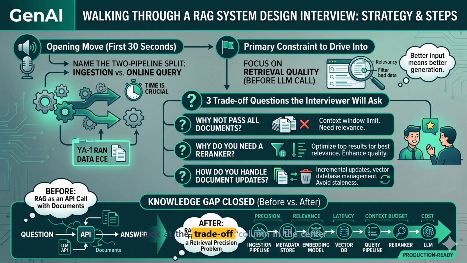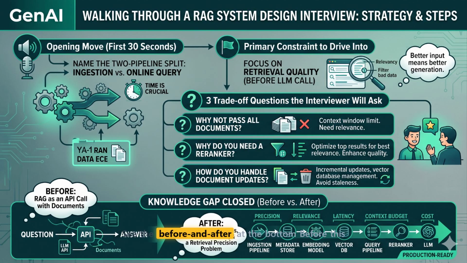Look at the trade-off column in the center. Your interviewer will push you on 3 things. First, why not pass all documents? You answer, context limits, latency, cost, and noise. Second, why a re-ranker? Explain that vectors measure angle, while re-rankers measure true relevance. They are different tools for different jobs. Finally, how do you handle updates? Describe async re-ingestion triggered by update events and chunk level invalidation in your vector store.